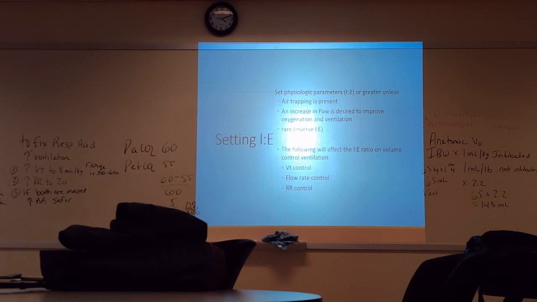So the following will affect the I:E ratio in volume control ventilation. The tidal volume that you set, because remember, the machine has to think, I need to get this much volume into Leah this many times a minute. How do I do it? Okay. Flow, if you can change the flow, you can have some power over that, and also the rate. So all of these things are related as to how the I:E ratio is going to be.